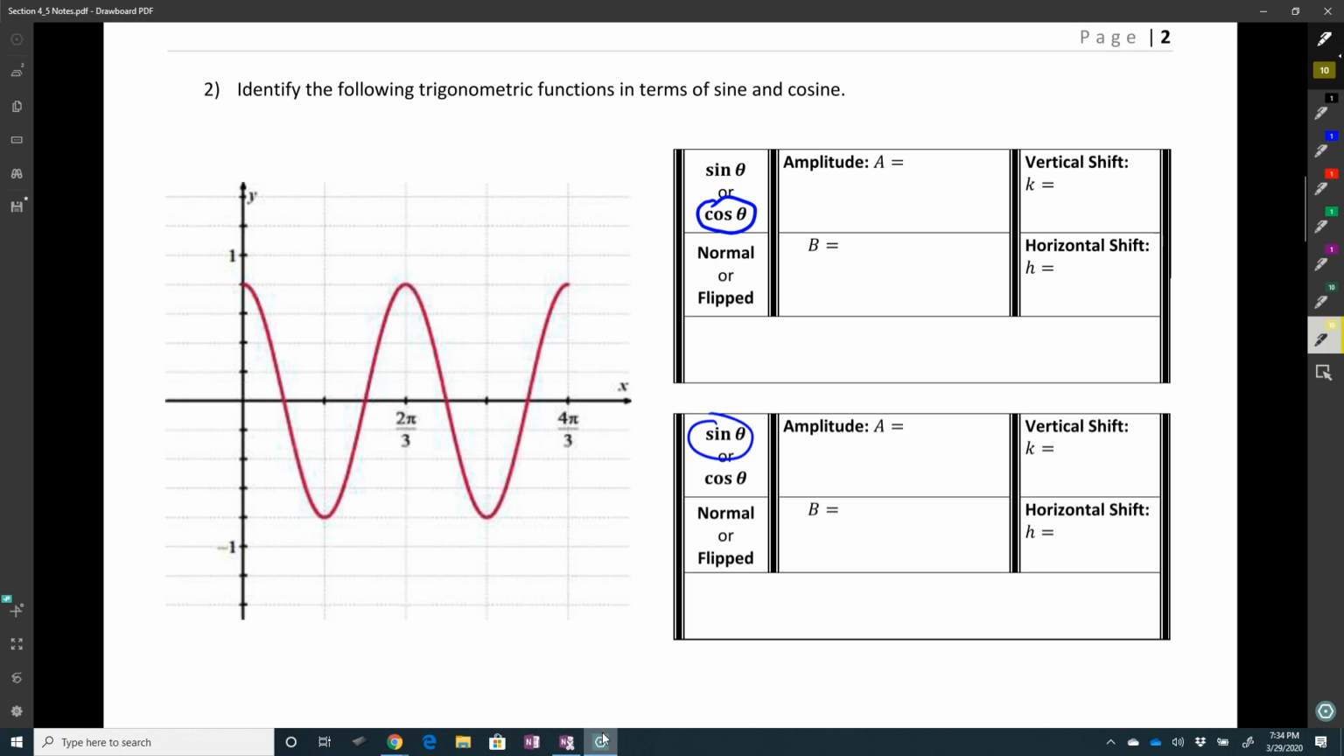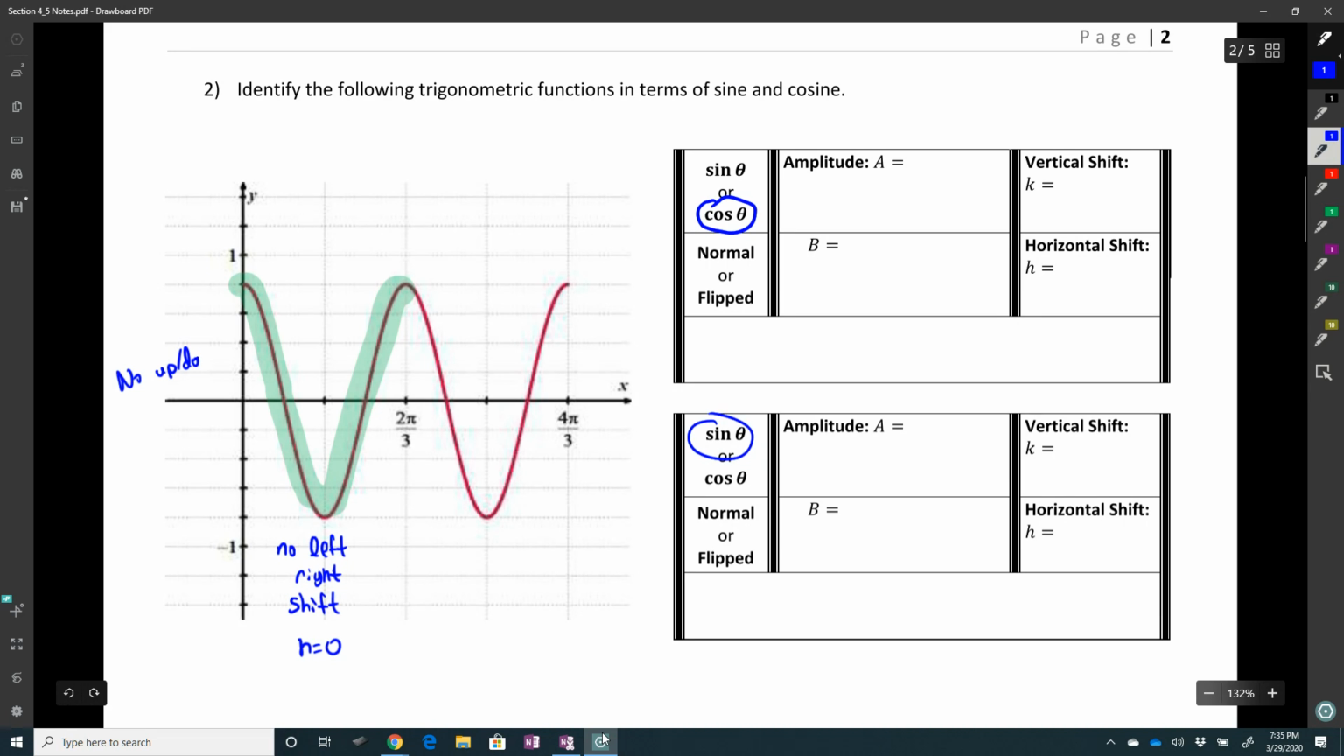All right, so let's go back to this. Okay, so again, we can choose wherever we want to start. My first one, I'm going to do cosine, because like I mentioned before, it starts right at 0. And starting right at 0 means that there's no left or right shift. So for this one, we have no left-right shift. And that means that h is equal to 0. And notice that it's right in the middle, so there's no up-down shift. Okay, so that means that k is equal to 0.